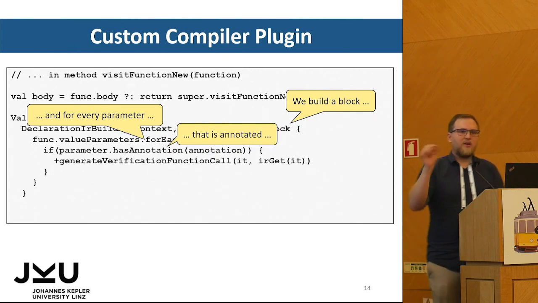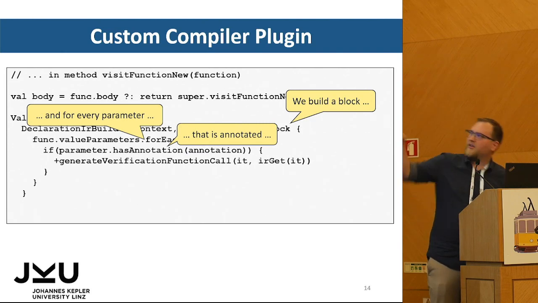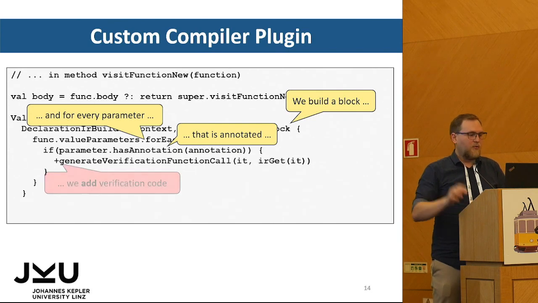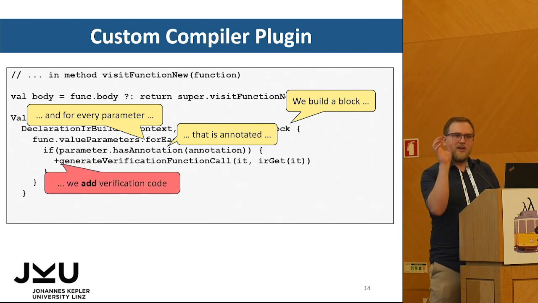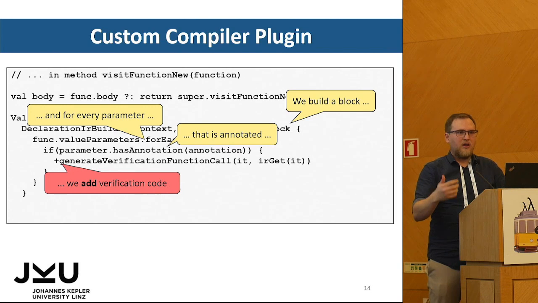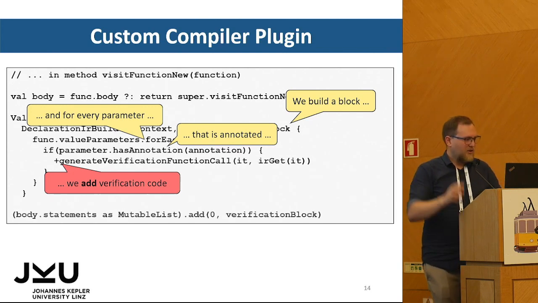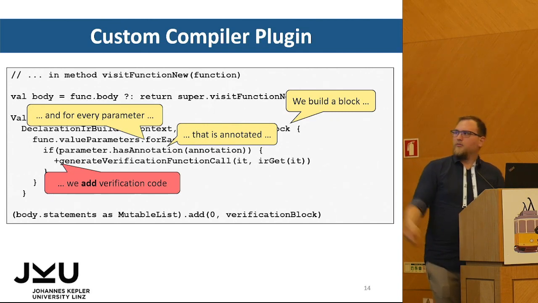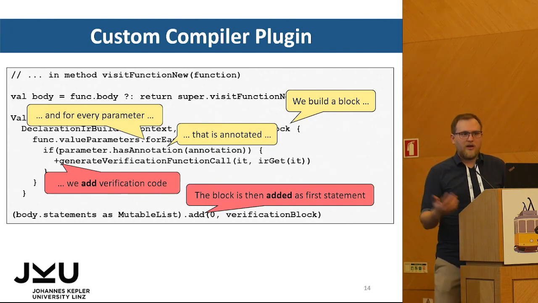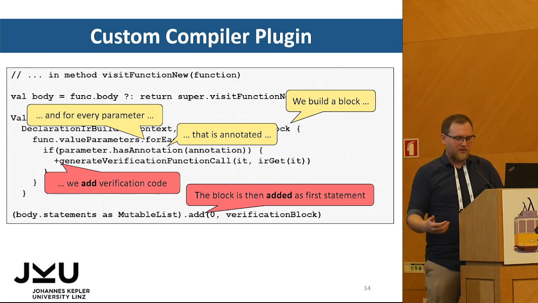And then we can generate IR nodes, which is hidden in this generate verification function call that we have written. And with this little plus in front there, we can add this IR node to the block that we just generated. So we can add completely new code independent of the target language, and then when we have generated all verification code, we have this one block of code, which would then say, this should be the first statement in our function. And that's all we have to do to have new code in the existing code.